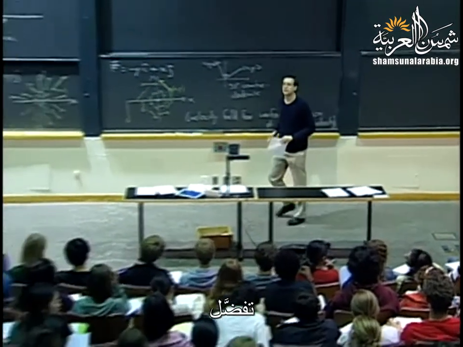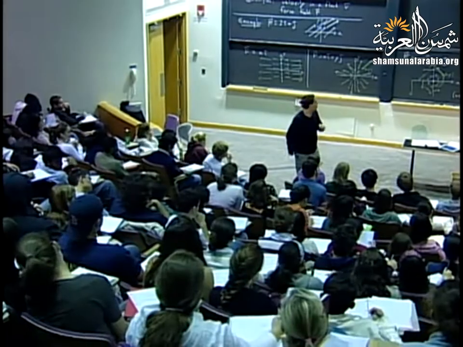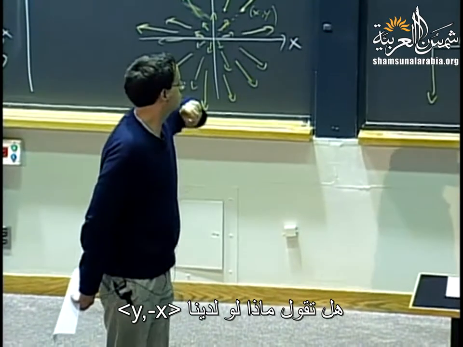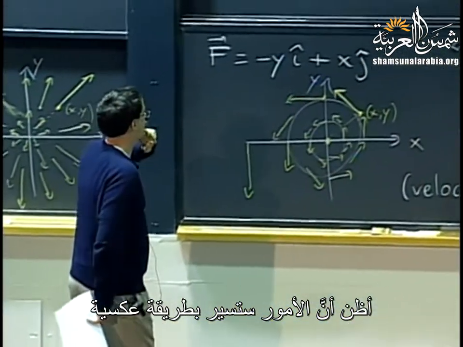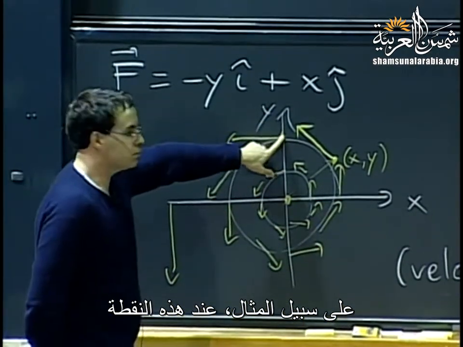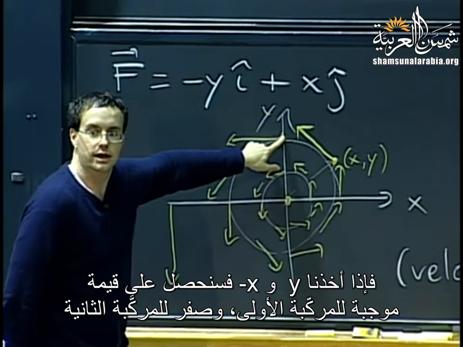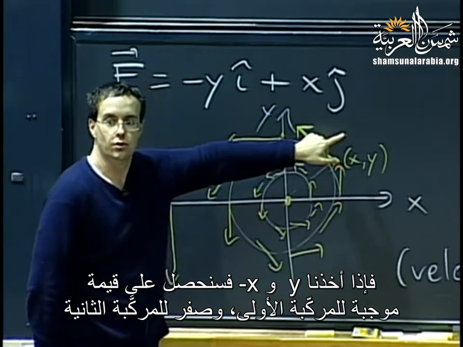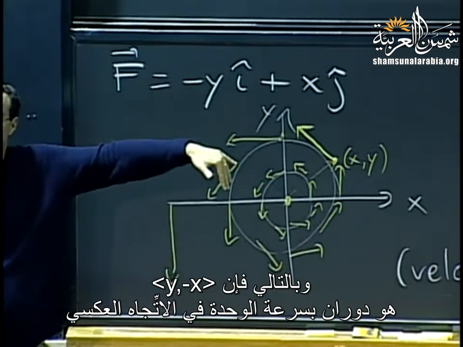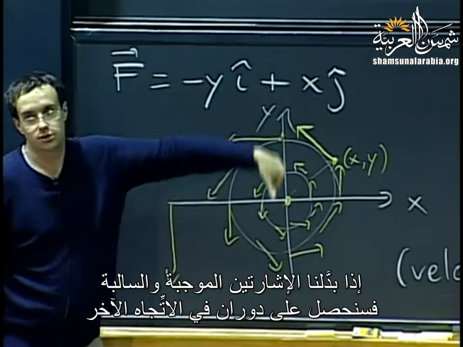Okay. Oh, yes. Sorry? You're asking if it should be Y and, so Y comma negative X, I think would be the other way around. See, for example, if I'm at this point, then Y is positive and X is 0. So if I take Y negative X, I get a positive first component and 0 for the second one. So Y comma negative X would be a rotation at unit speed in the opposite direction. Okay? So yeah, there's a lot of tweaks you can do to it. But if you flip the signs, you get rotation in the other direction.